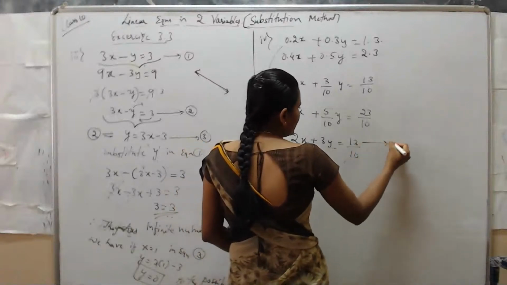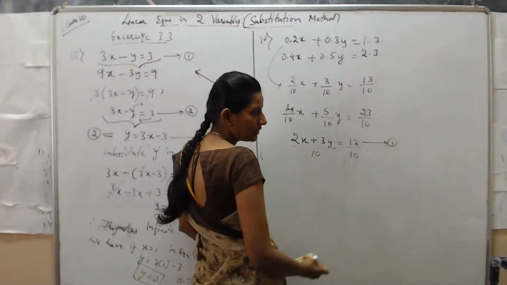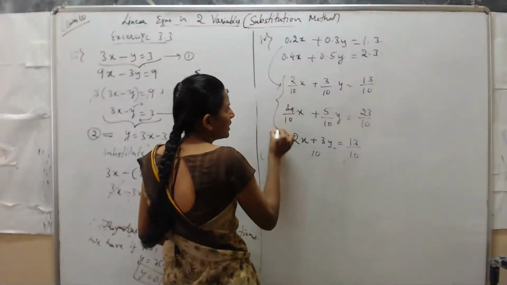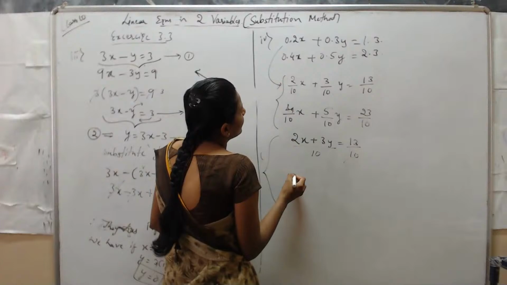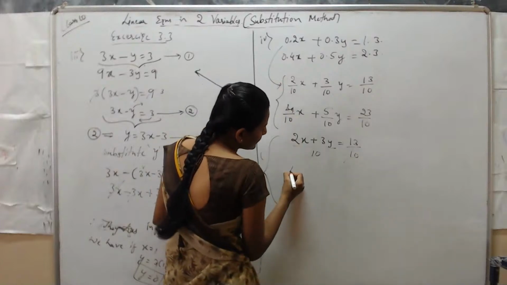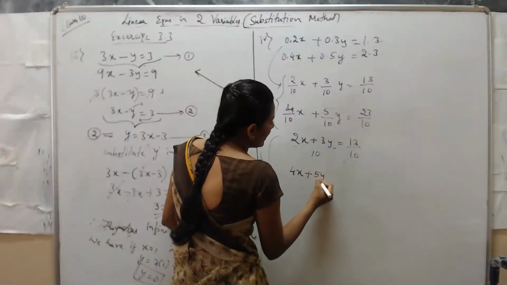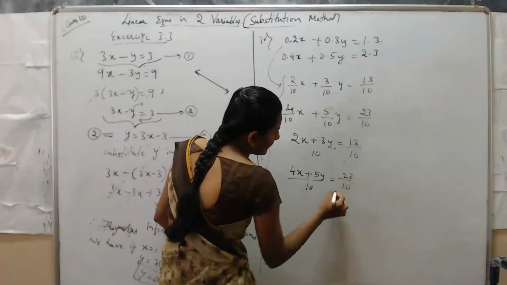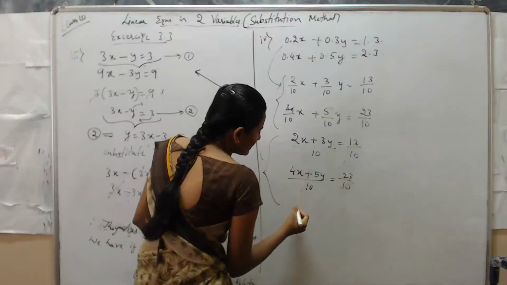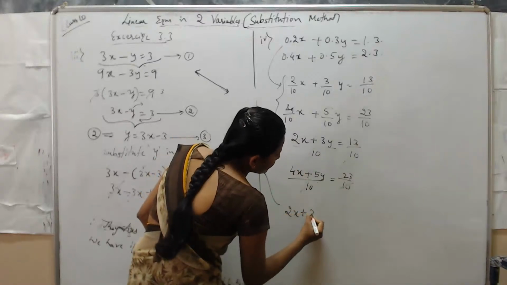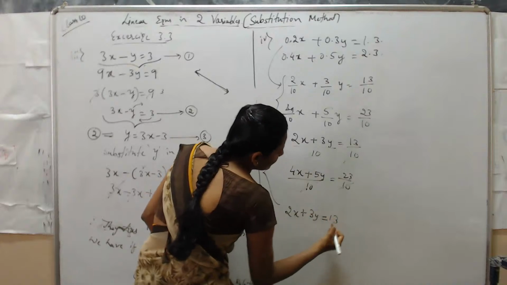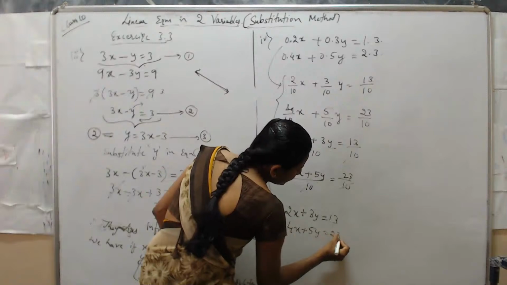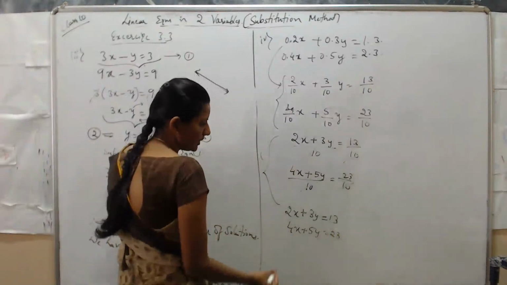So what is the equation here? 2x plus 3y is equal to 13. That is your first equation. And the second equation is 4x plus 5y by 10 is equal to 23 by 10, and the 10s get cancelled. So the given system of equations is 2x plus 3y is equal to 13 and 4x plus 5y is equal to 23.